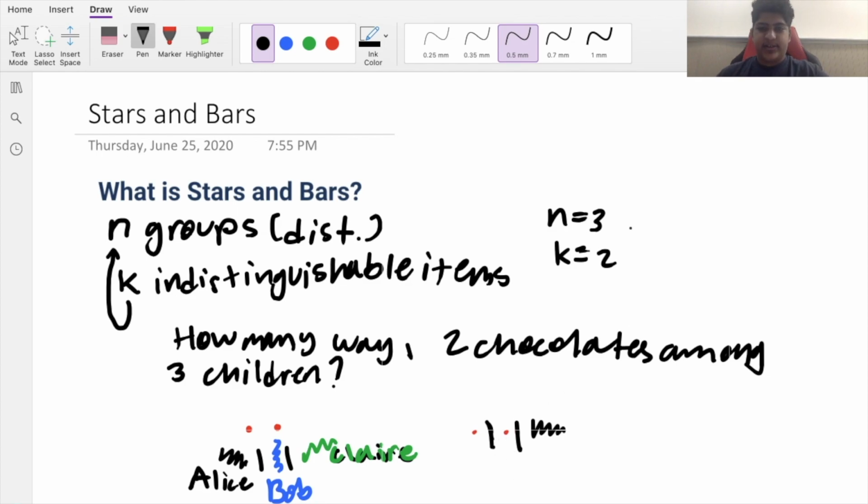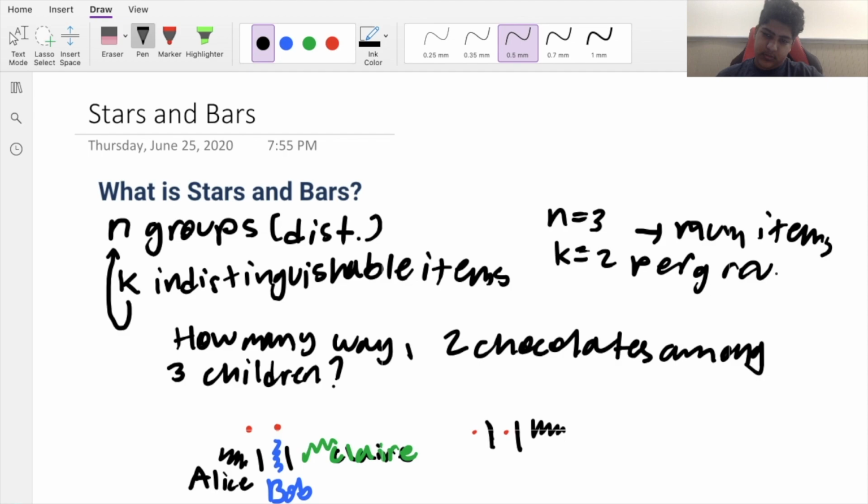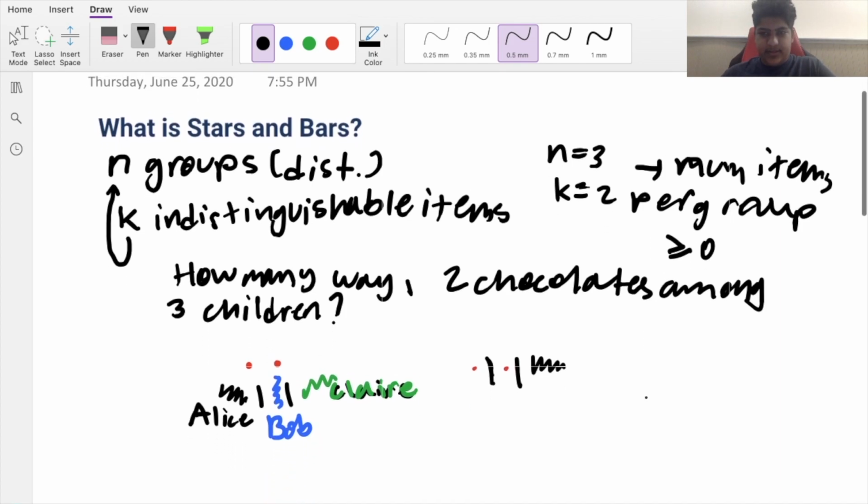So this is a condition of stars and bars. We have that the number of items per person, so per group, is greater than or equal to 0. This is an important restriction to consider, especially in problems, because there can sometimes be problems where you need to have at least 1 item per group. So let's look at something like that.